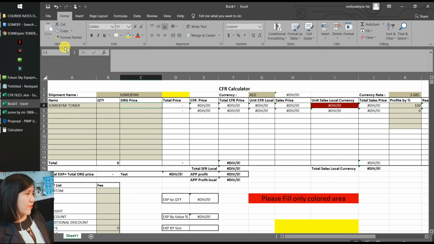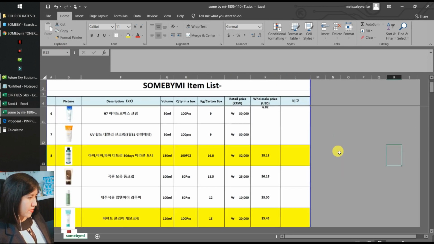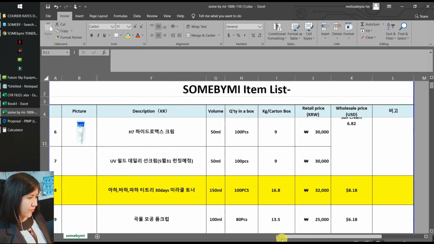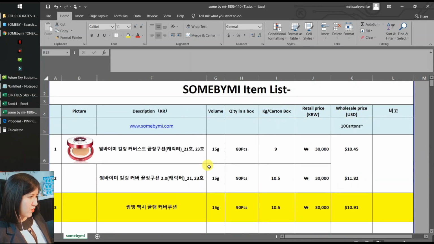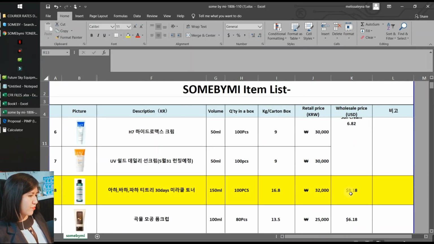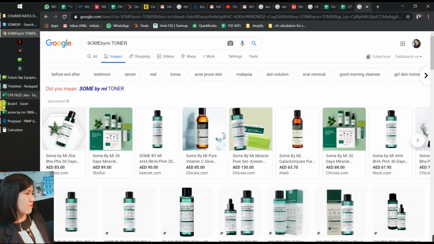Now, the price that I got from the supplier is this. I hope those sellers who are selling it right now will not be angry with me for sharing this, but this is the cost. I inquired because I wanted to sell this item before, since it's so in demand, but I didn't end up purchasing it. It's 8.18 USD per piece.